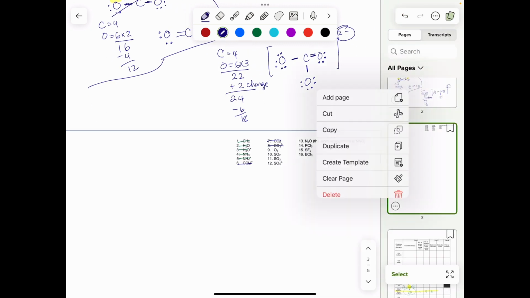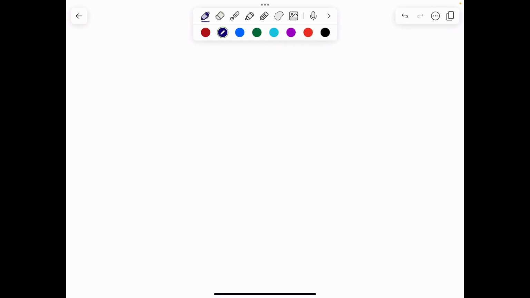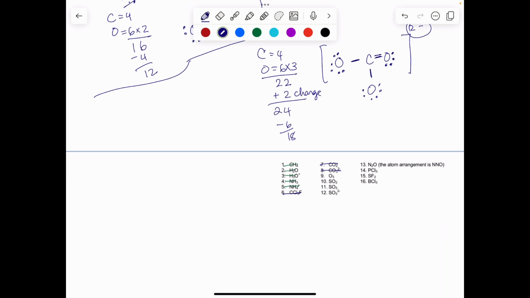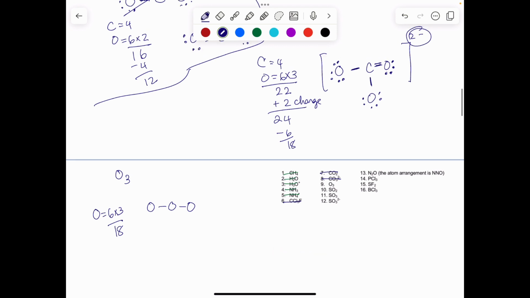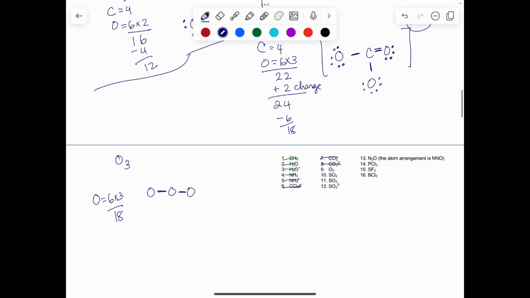Come down here. Let me add another page just in case we need it. All right. So now I'm ready for O3. That's 3 oxygens in a row. Each oxygen has 6, so that's 18 electrons. We see some patterns here with some of these. Once you've done a Lewis structure and figured it out, you can do a bunch of similar ones. That's the beauty of this.